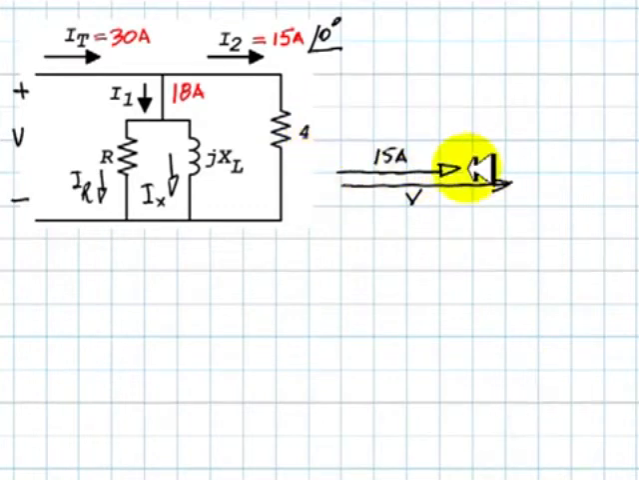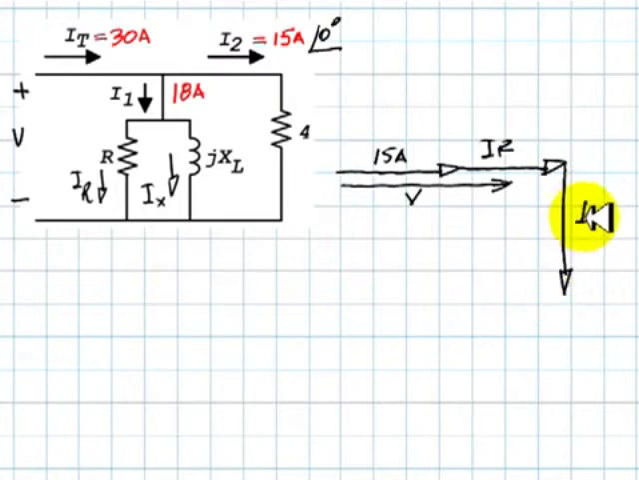We have to add to this current also the current IR, which is also in phase with the voltage. It also has 0 degrees. So this one is the current in IR. It's unknown so far, IR. And to those two currents we have to add a third current, IX, which is lagging 90 degrees behind the voltage. So that current in that reactor is this one. This is IX. And then we know that if we add together those two, IR plus IX, I gotta get 18 amps.